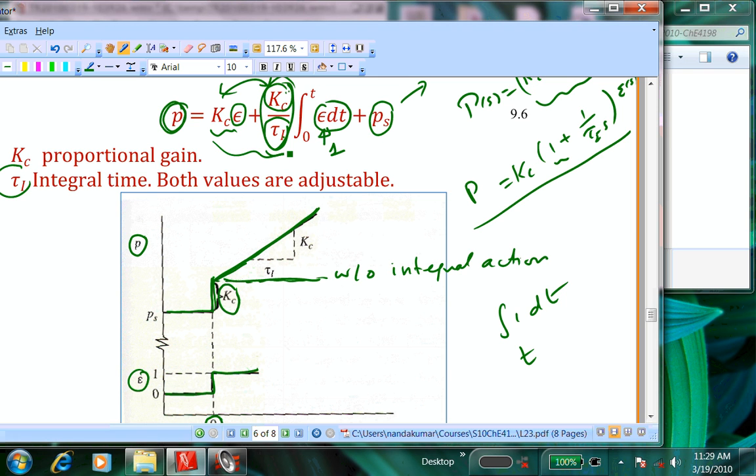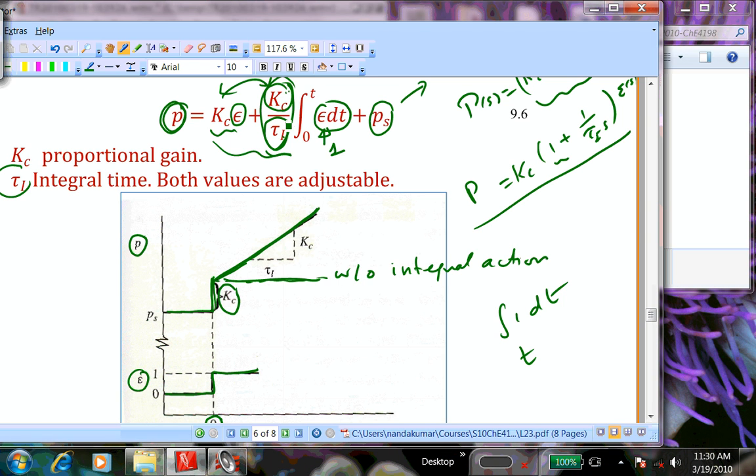That's right. When decreasing tau I makes it what? Oh, sorry, yeah, it's in the denominator. If you want to increase the integral control action, that means you need to make tau I smaller because it's in the denominator. Right?